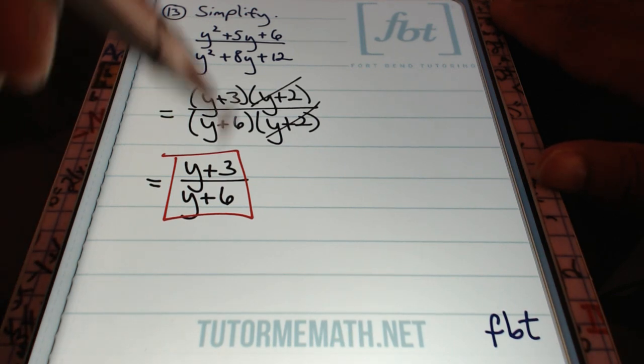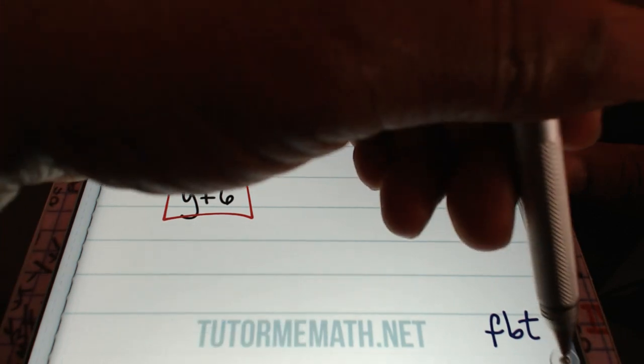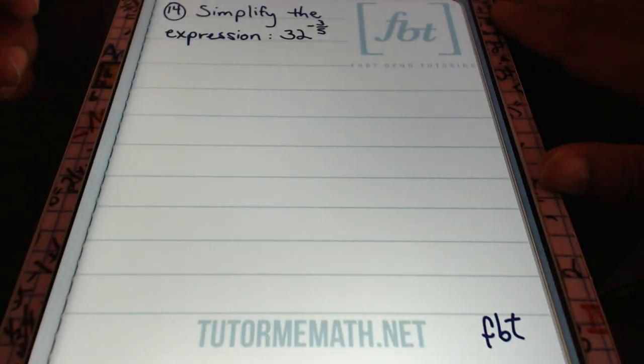They're protected from the rain, from the wind. They're protected from you. Problem number 14. We want to simplify the expression. That's what's going on.